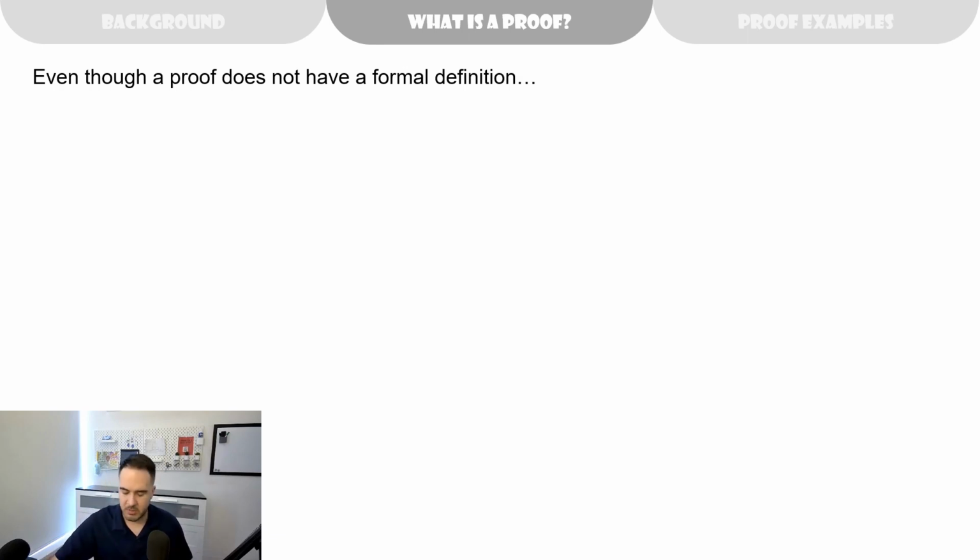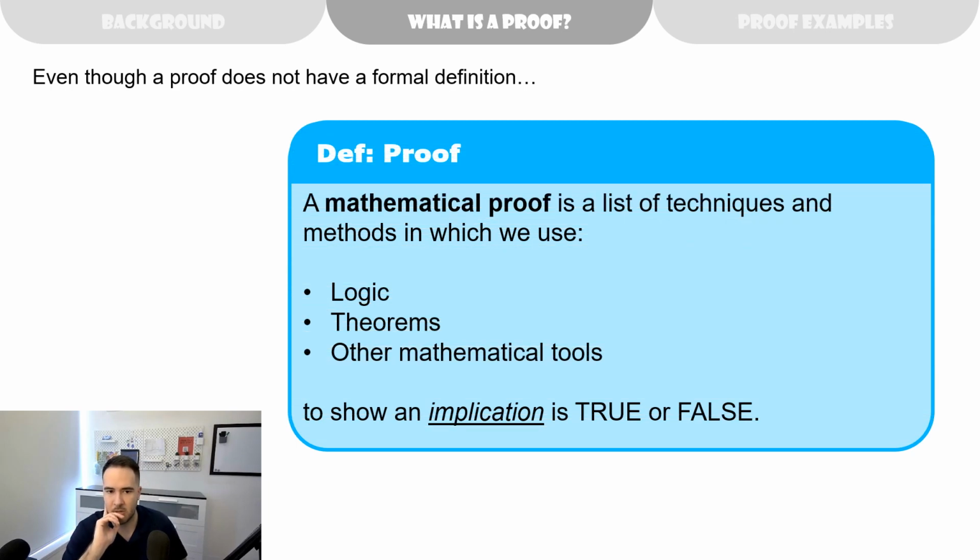In a lot of textbooks and in a lot of classes, proofs are kind of just jumped into. They're not really described. And the reason for this is they don't have a formal definition to them. But we're going to do our best to describe them here. So, our definition of a mathematical proof is it is a list of techniques and methods in which we use logic, theorems, and other mathematical tools to show an implication is true or false.